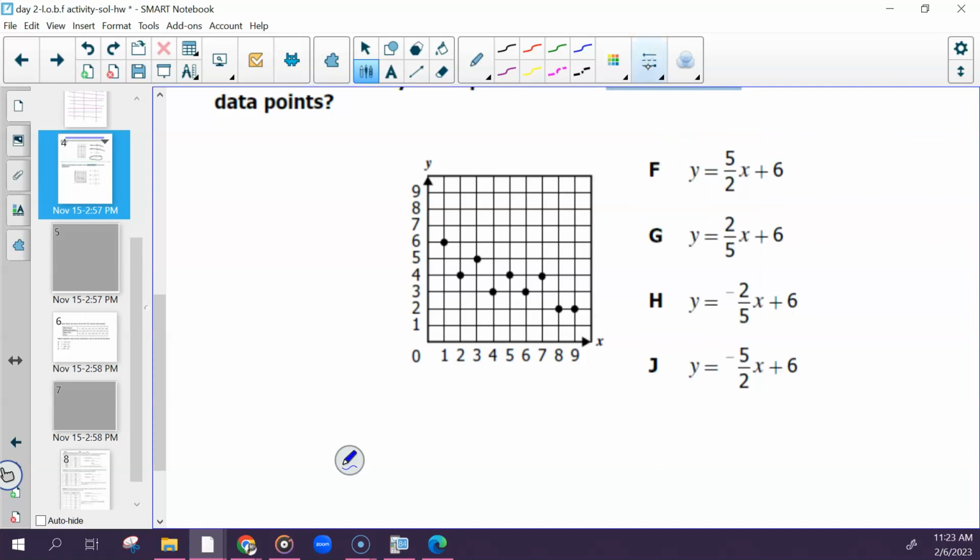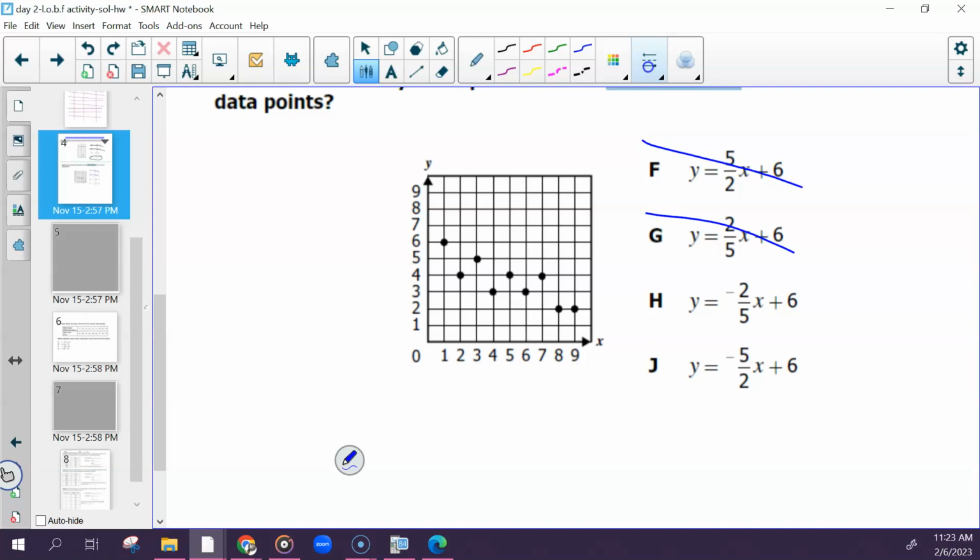Which lines could we eliminate? Which equations could we eliminate? F and G. Okay, so all these points are going down, so our slope has to be negative. So it has to be H or J. Let's graph these 2 lines on this graph and see which one fits better.